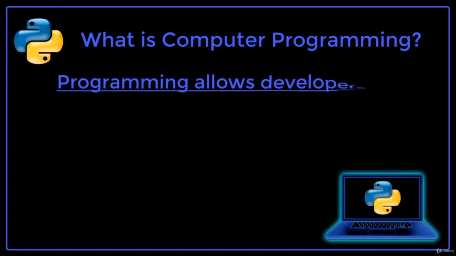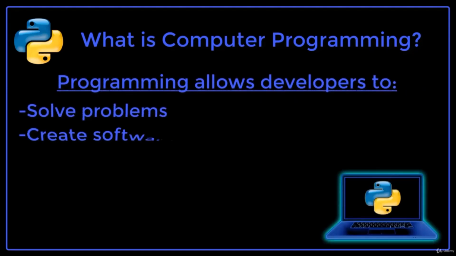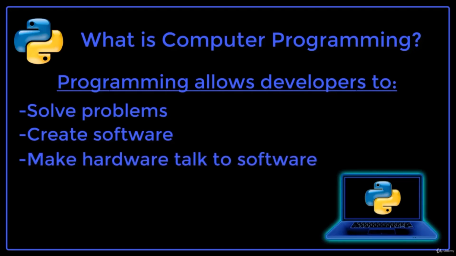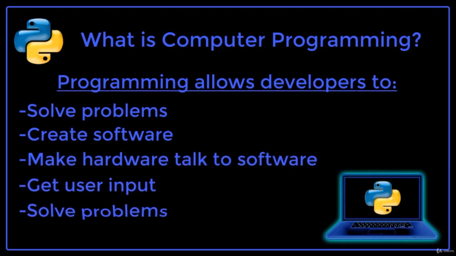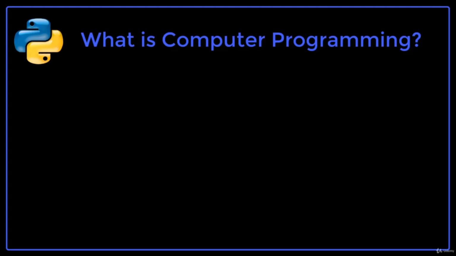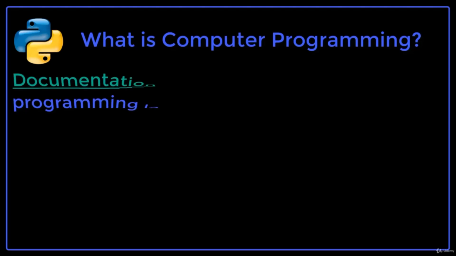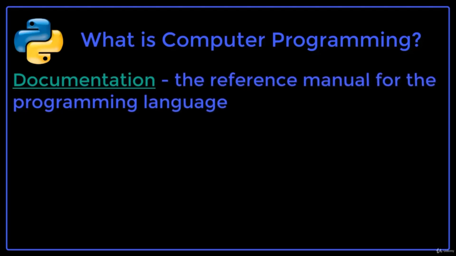Programming allows developers to solve problems and empowers them to create software. It lets us make hardware talk to software, get user input, solve problems, and provide services. Here are some basic terms associated with programming. Documentation is the reference manual for the language. It allows us to see all of the things that the programming language gives us built-in access to.